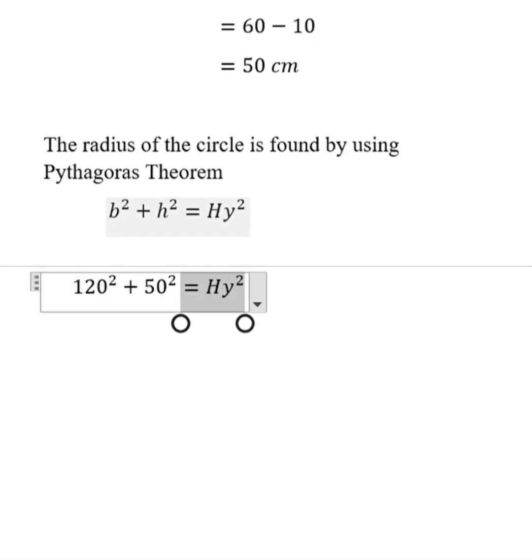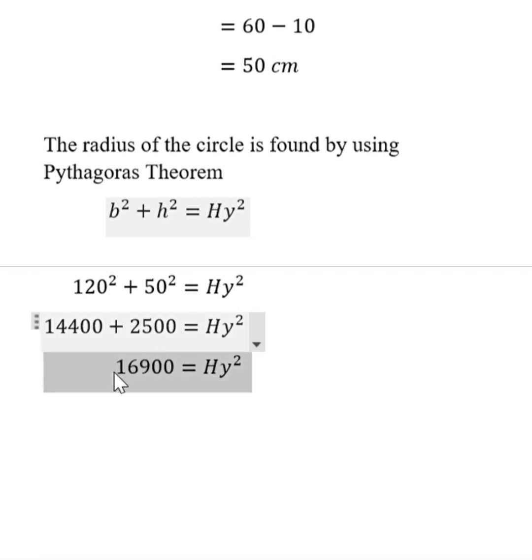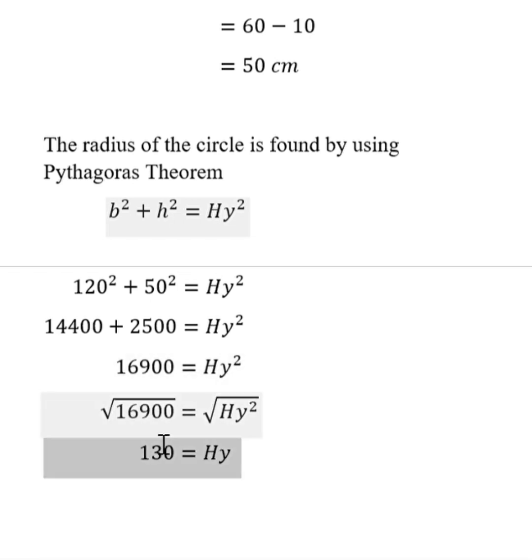Now, if we square that, we shall have this giving us 14,400 plus 2,500 is equal to hypotenuse squared. Adding the two, you get 16,900. 16,900 being equal to hypotenuse squared. Look for the square root on both sides. We get hypotenuse is equal to 130 centimeters. This is the radius of the circle, or the semicircle in this case, because we only have a semicircle, half of it.